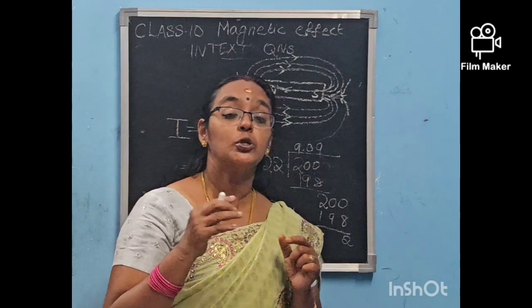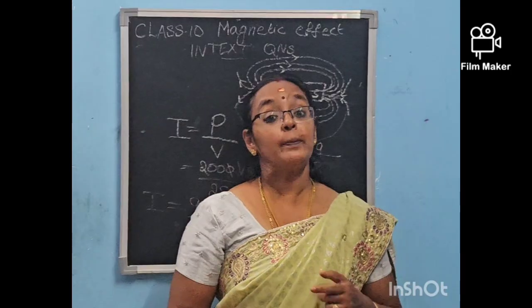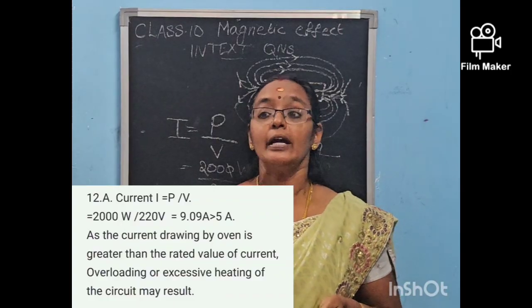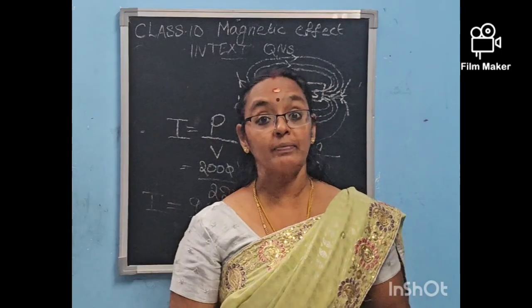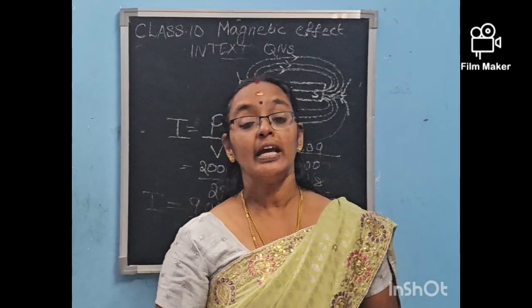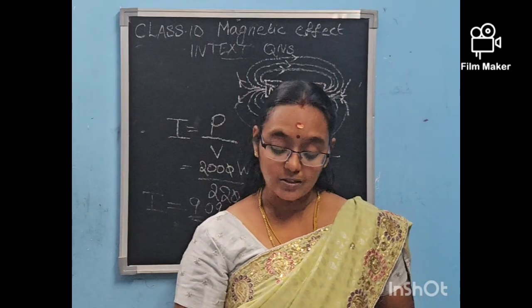But it is connected to what now? 5 ampere current. So what happens? It may result in overloading, or heating will happen in the electric circuits. All these may result. From this we can understand how dangerous it is if the appliances are not properly connected.